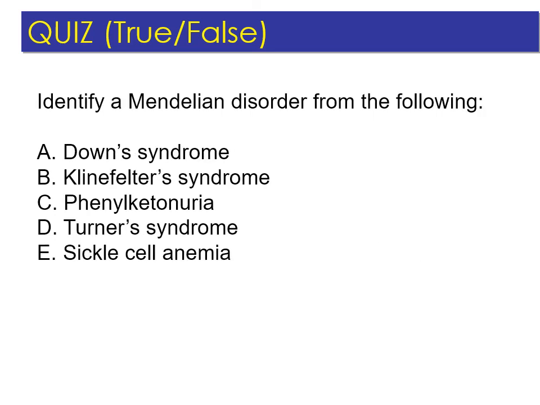Identify a Mendelian disorder from the following: Down syndrome, phenylketonuria, sickle cell anemia. Phenylketonuria and sickle cell anemia follow Mendelian inheritance, whereas Klinefelter syndrome, 47 XXY, and Turner syndrome, 45 XO, belong to numerical chromosomal abnormality.